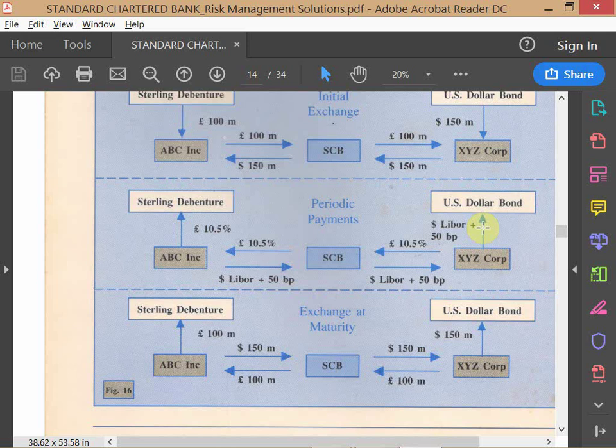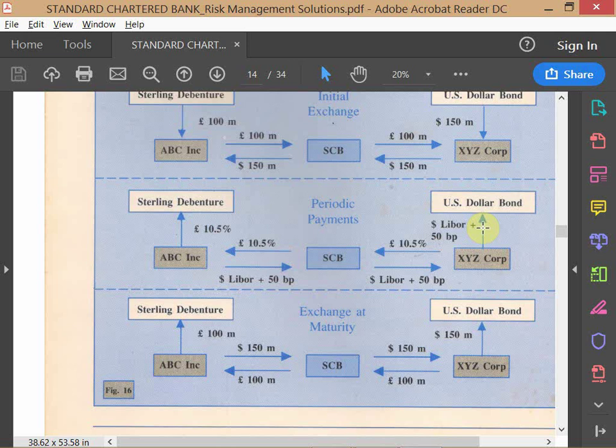Now, as I said here, we are artificially considering this another case of swap-driven issuance. Which means that XYZ Corp had no interest in issuing floating rate dollars. They have no interest in that. Let's assume that they are a British company. Let's assume they're a UK-based company, and all their revenues are in British pounds.